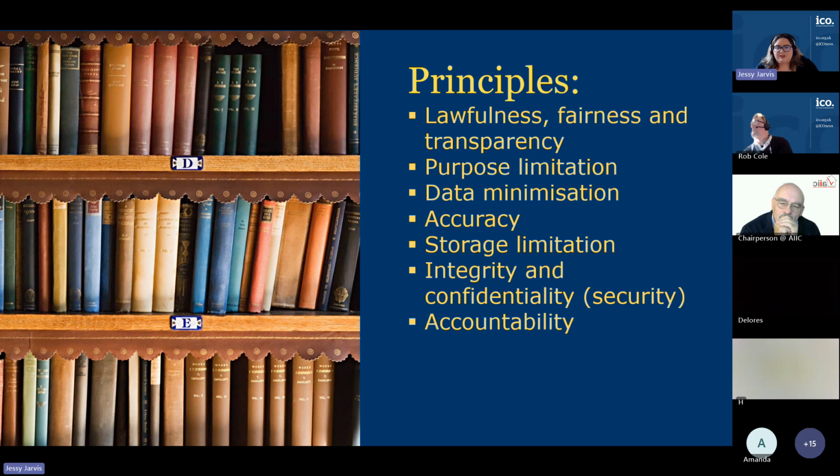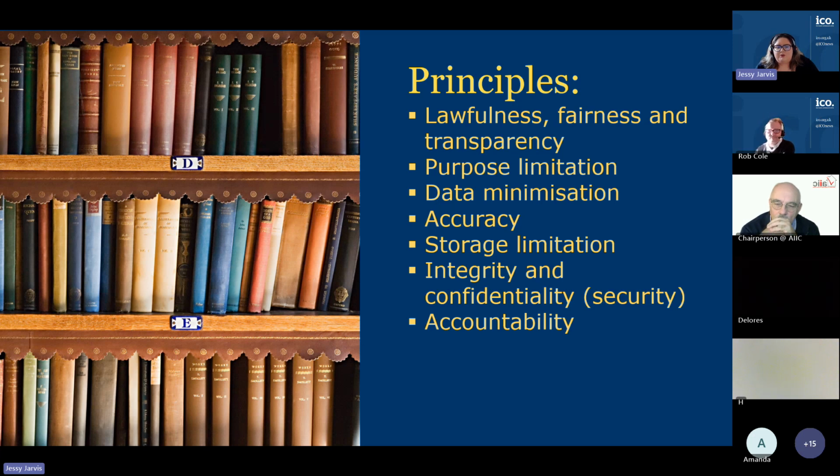Next, we've got storage limitation. You should only keep personal data for as long as you need it. And when you no longer need it, the data should be deleted, or if it's a physical copy, it needs to be physically destroyed. Then we've got integrity and confidentiality, and this one's also known as the security principle. It's about keeping data secure. It could be anything from not leaving documents lying around to having a secure password for your laptop, and making sure that you've got the latest security updates on your devices.